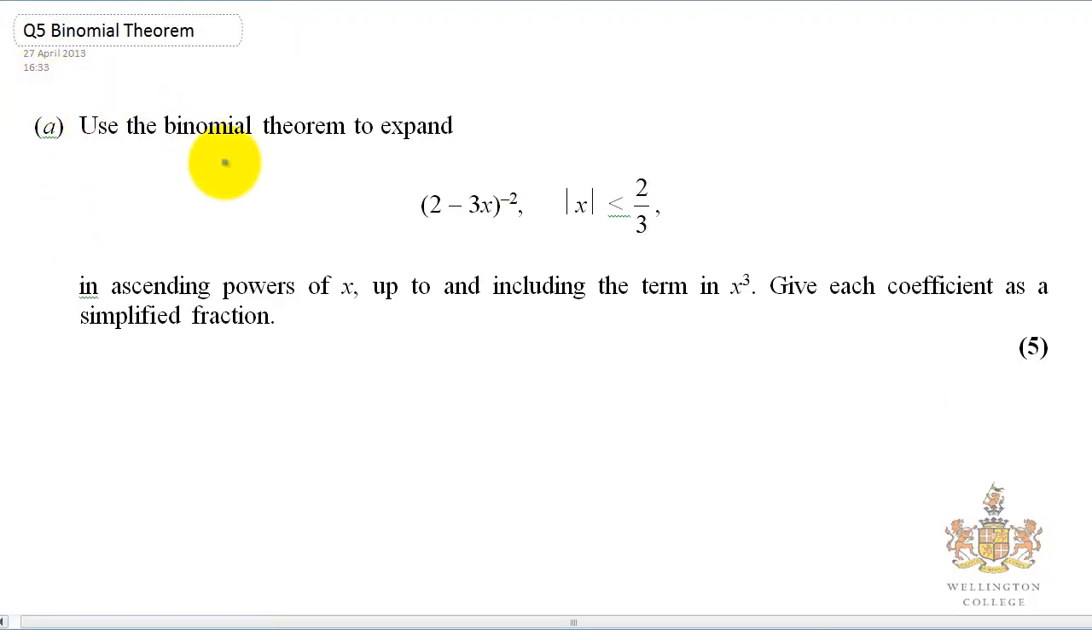Okay, question 5 is a binomial theorem question. Now in C4, the binomial theorem takes a change in that we have negative and fractional indices possible. What this means is that you can't have a limited expansion. There is no obvious way to expand brackets to the -2 and get a polynomial expansion on this.